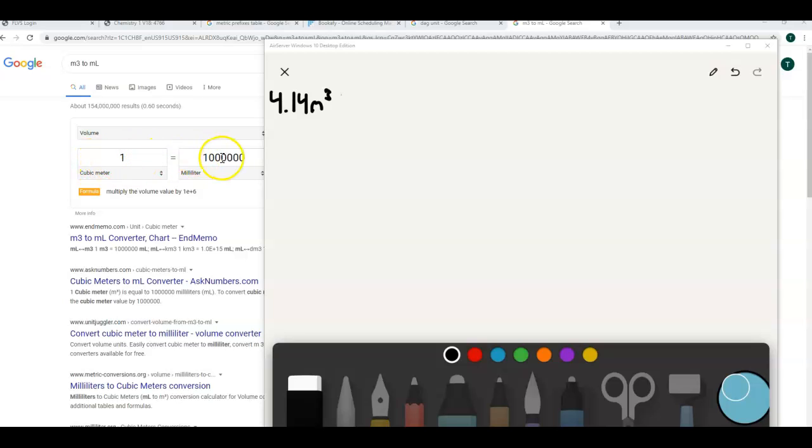1 cubic meter equals, what's that, a million? Right? 1, 2, 3. Yeah, I think that's a million. 1 cubic meter equals 1 million milliliters. So let's set that up.